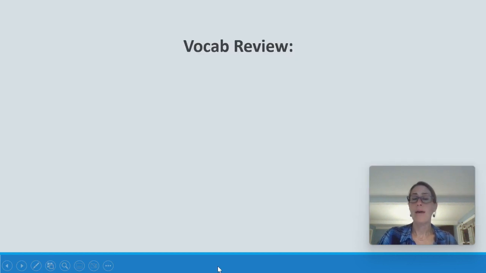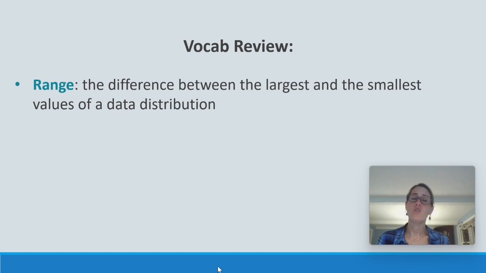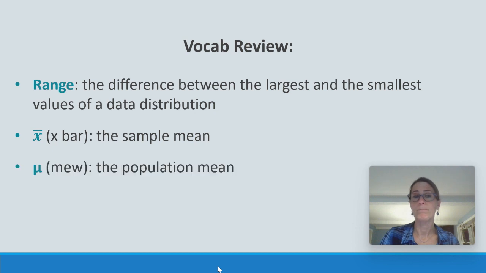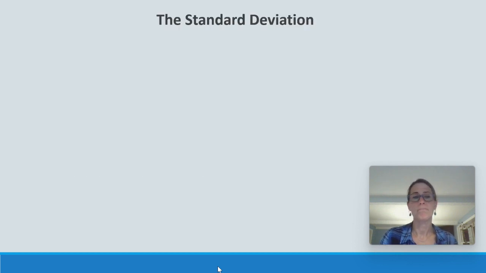So a little vocab review. The range is the difference between the largest and the smallest values of a data distribution. So you would take max minus min to get your range. X bar is our sample mean, so it's the average or mean of our sample. Mu is the population mean.